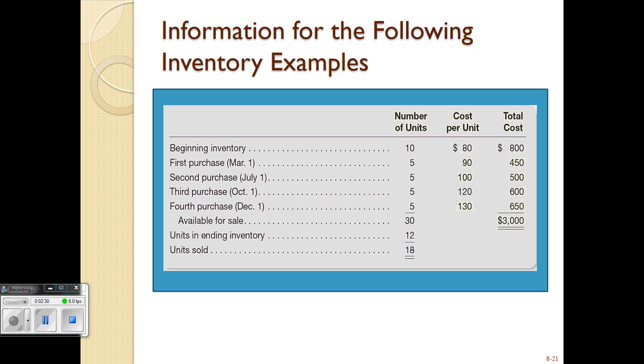Here's a particular item, and notice what we have. We have a beginning inventory of 10. We've purchased numerous items during the year for a total of 30 units. We've just done an inventory and we have 12 units left. And that means that we sold 18 units. 30 minus 12 is 18. Notice the cost per unit was always different and the total cost was different. And notice we kept no track of when the items were sold.